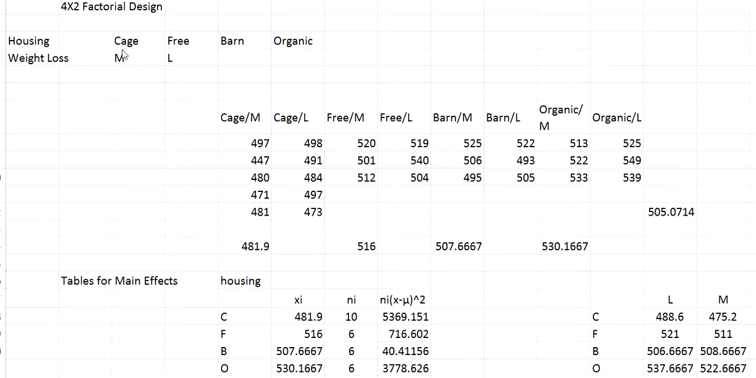Housing has four levels: cage, the free, the burn, and the organic. And the weight loss has the medium and the large. And here's my data set. This is the exact data set that I showed you in my previous presentation. Here I'm going to show you the detailed calculations in Excel.